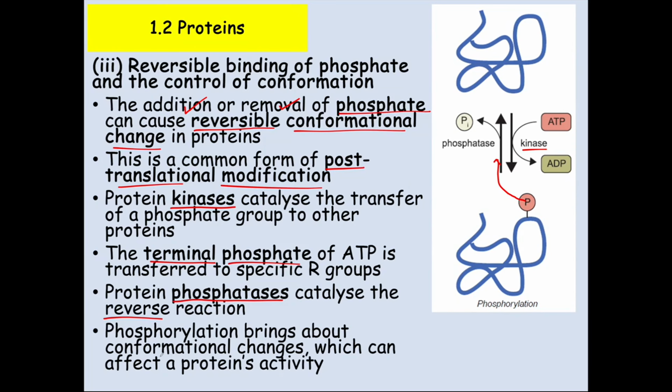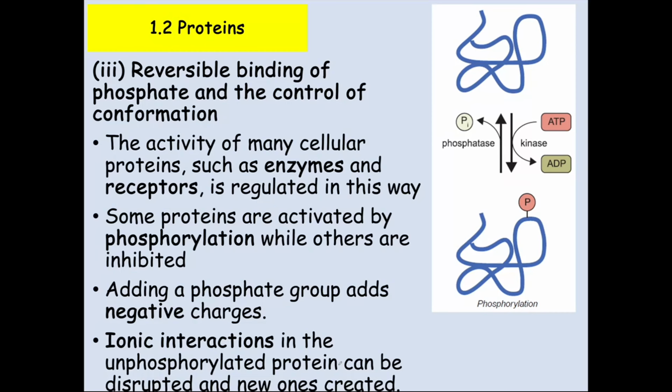So phosphorylation brings about conformational changes. That's the key thing to remember, and that can affect a protein's activity. Sometimes it will activate it, sometimes it will deactivate it, depending on the specifics of that particular protein. Now, the activity of many cellular proteins, such as enzymes and receptors, is regulated in this way. They're both examples, as we know from National 5 Biology, of proteins. So some proteins are activated by phosphorylation, while others are inhibited, as we mentioned earlier.